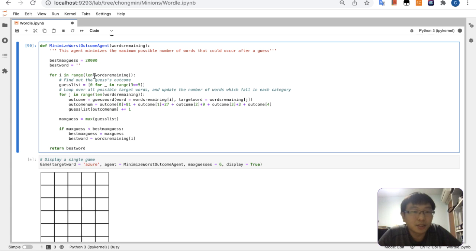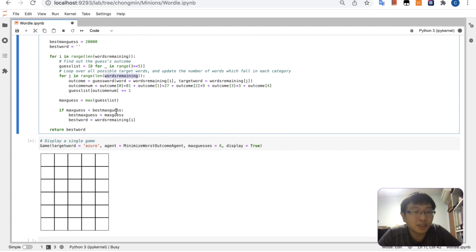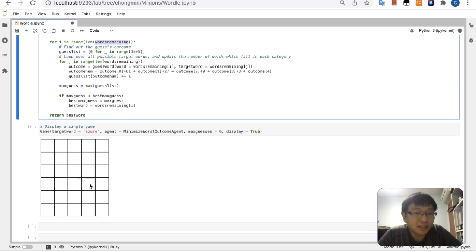Why is it hard mode? Because the words remaining is the number of words that are curated, that have already been filtered out, that don't match the earlier hints. So any words that are guessed after that will have to match the hints above. It's hard mode because if you let this be the entire word list, you can probably get a better guess, because some words that are not possible might actually give a better outcome. So this is something that can be done. But let's take a look at our agent here.